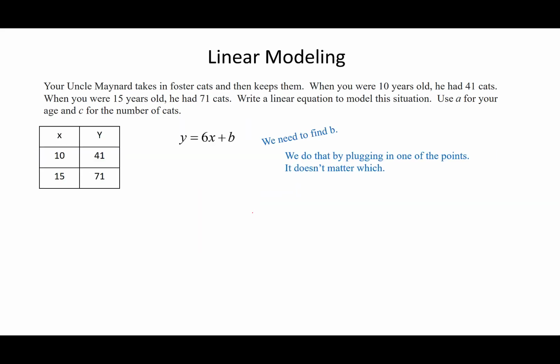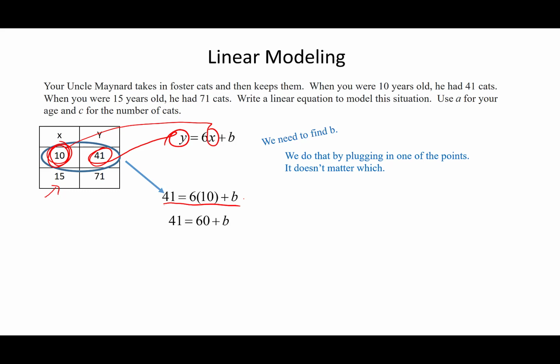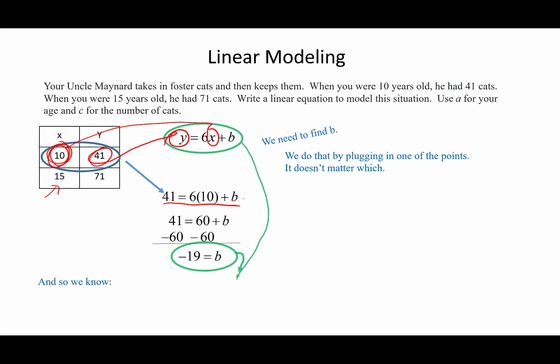I would prefer to choose the easiest point if possible, though both of them would work. I'm going to choose (10, 41) because I much prefer to play with 10 than 15. So anyways, we plug in 10 for x, 41 for y, and end up with this lovely equation, which simplifies to 60 plus b on the right-hand side. And when we subtract 60 from both sides, we end up with b is negative 19. And so we know that y is 6x minus 19.